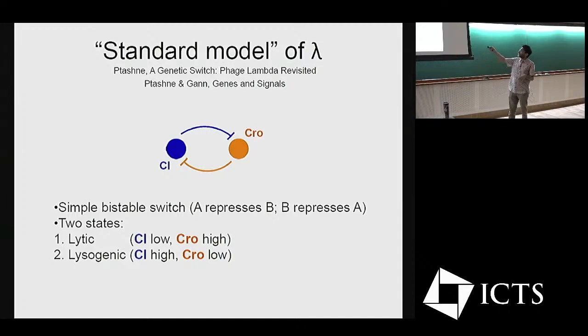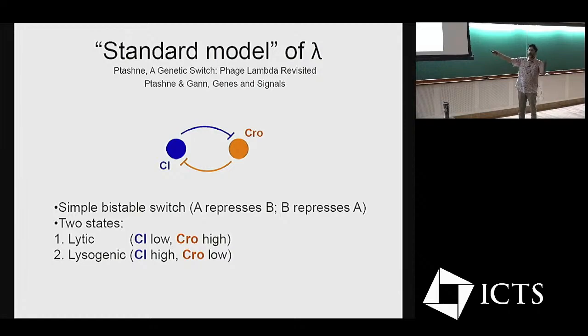They think that underlying this kind of system in lambda phage is a simple bistable switch where there are two proteins. They happen to be called C1 and CRO in lambda, it doesn't matter. But there are two proteins, each of which inhibit the transcription of the other protein, the production of the other protein. And this, you can quite easily see, even in a hand-waving way, can sustain two stable states.